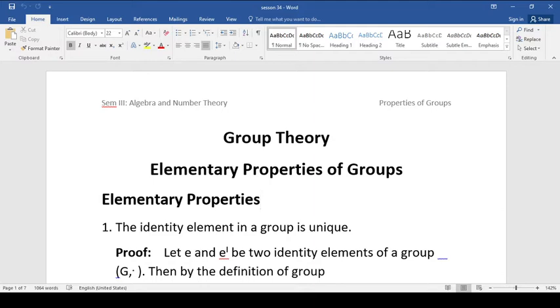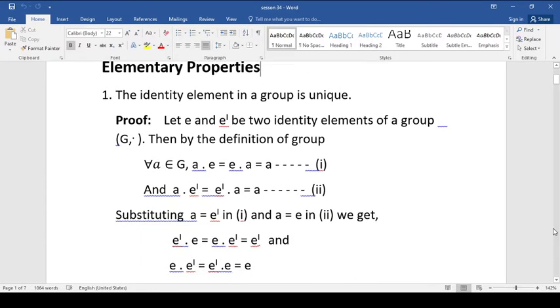So here we are going to have the discussion of third sem paper 1 algebra and number theory. In that one, the third unit group theory, and here in this session we are going to discuss the elementary properties of groups. The first property, the identity element in a group is unique. So every group has only one identity element that we have to prove.